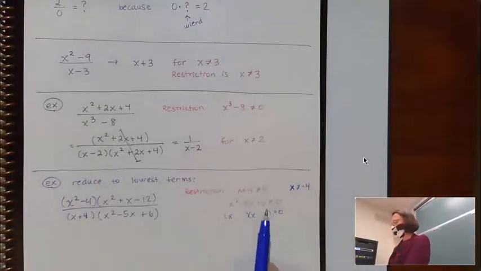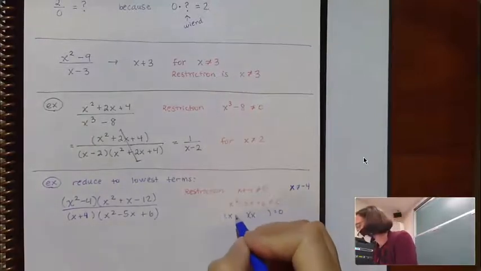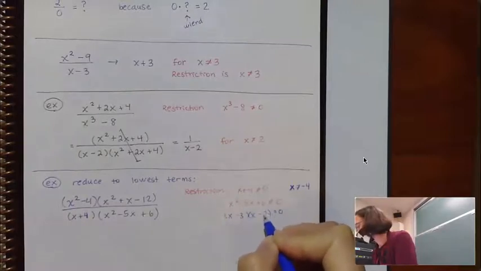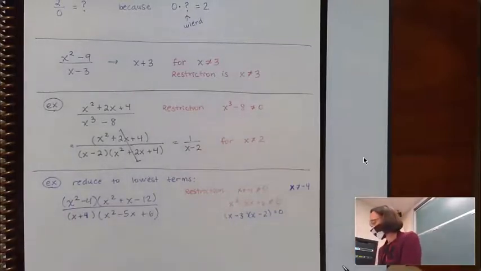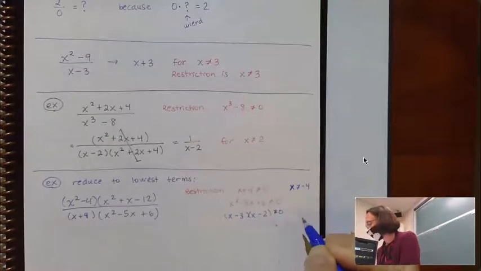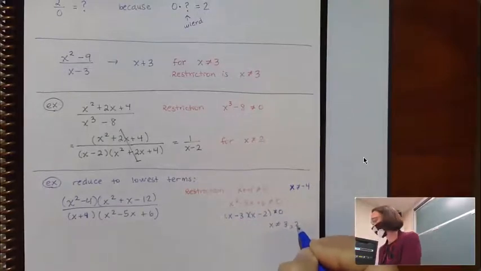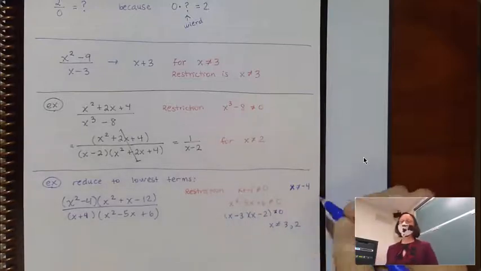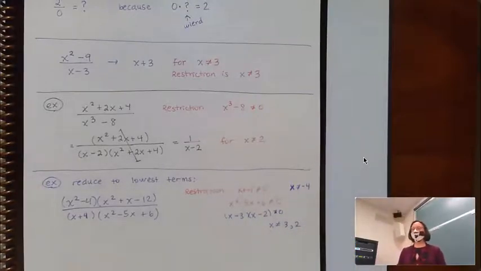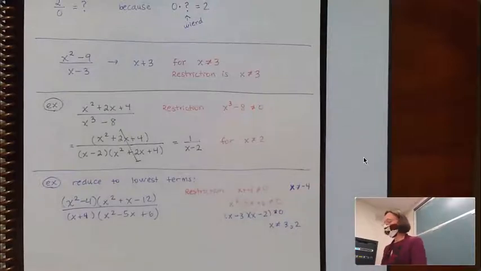I need 2 numbers that multiply to give me +6, but add to give me -5. So I'm looking at a -3 and a -2. And that can't be equal to 0, which means x can't be equal to 3 or 2. So I've got 3 numbers that x is not allowed to be equal to. And once I've got that restriction, then I can go ahead and reduce to lowest terms.